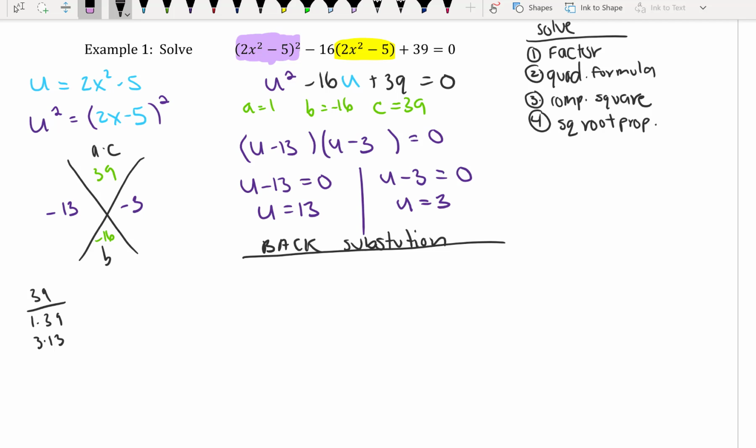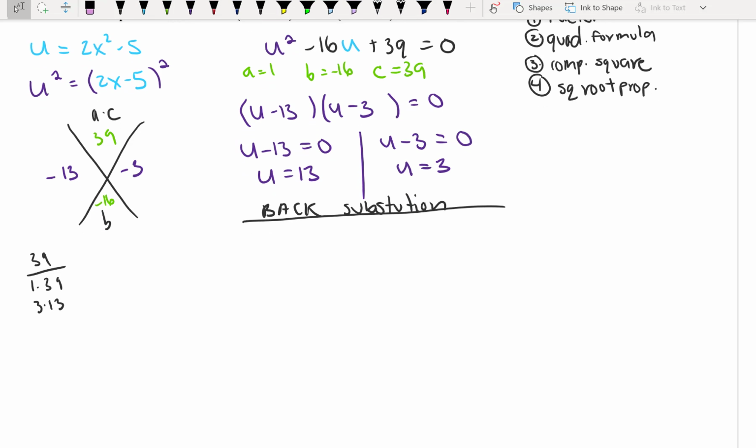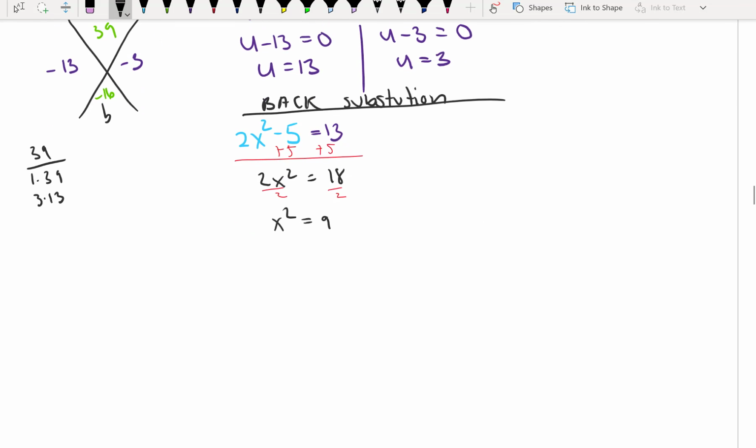We did not have U in my original equation. What I had in my original equation was an x. So let's think about this. That U represented 2x squared minus 5, and that's equal to 13. So I'm going to add 5 to both sides. I get 2x squared is equal to 13 plus 5, which is 18. Divide by 2 on both sides, so that x squared is equal to 9. And if I square root both sides, I get that x is equal to a positive 3 and x is equal to a negative 3.